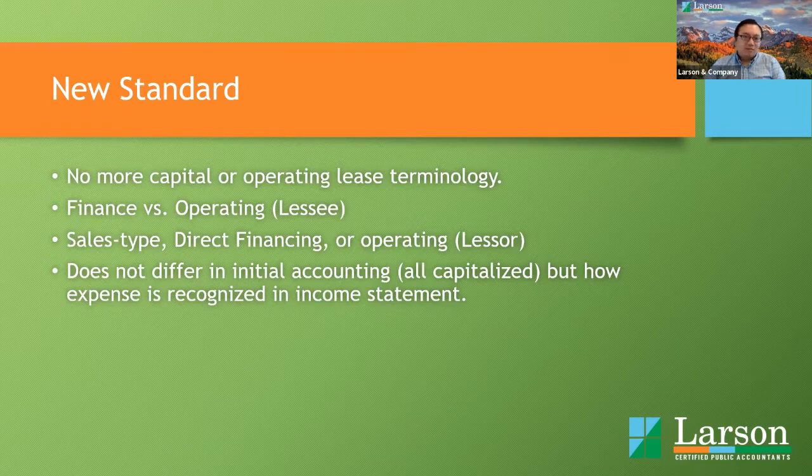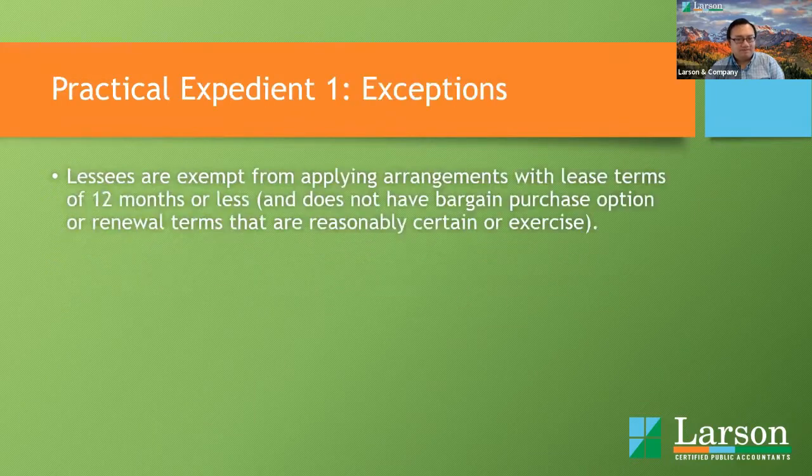All such leases will require you to capitalize an asset on the books called right-of-use assets, as well as the lease liability. For the lessor, you still have the categories of sales-type, direct financing, and operating lease terminology, and all of the initial recording will be the same, regardless of whether it's finance versus operating leases. And we'll go through an example of that as well to explain.